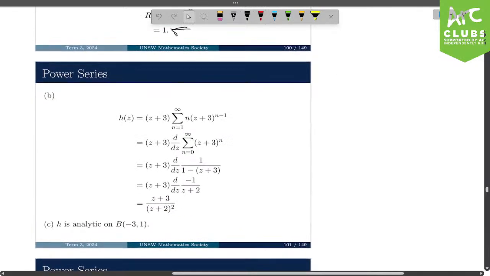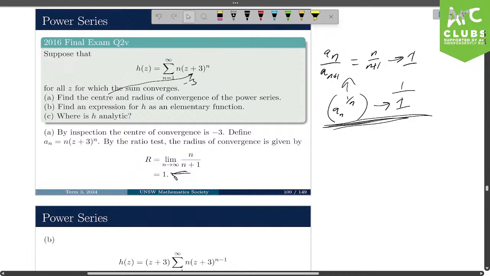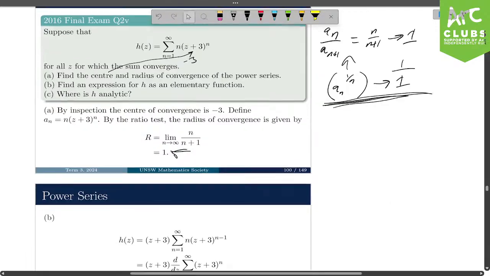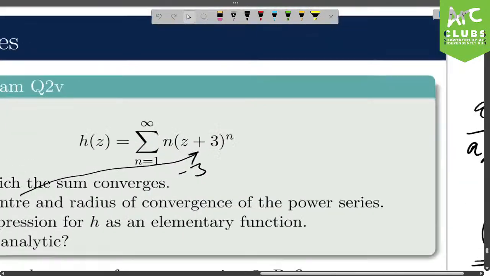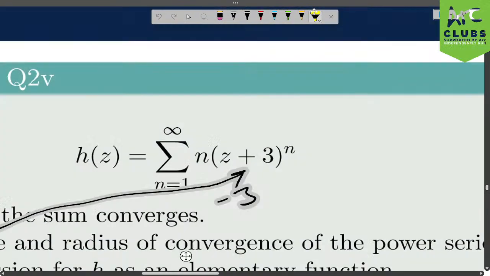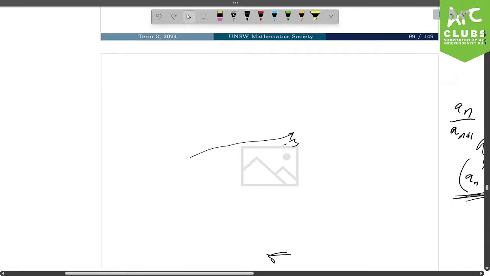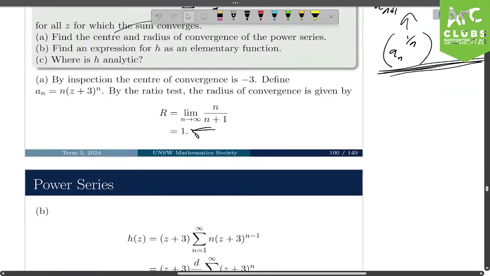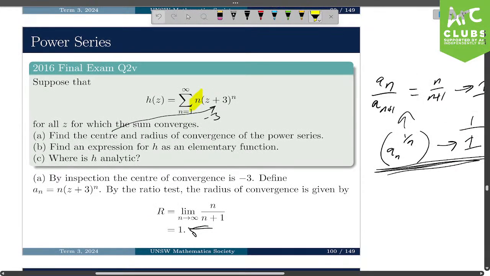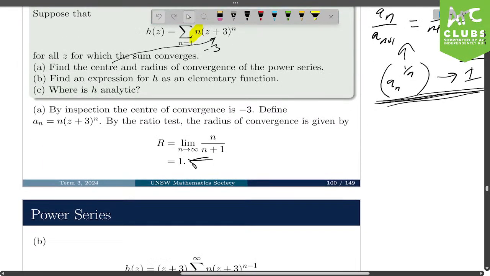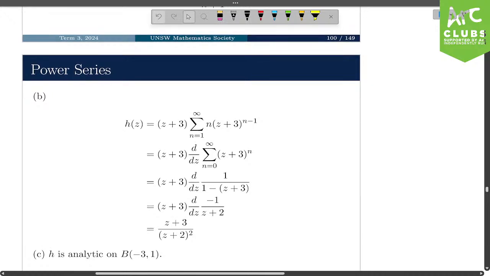Anyways, moving forwards, we recognize that we need to find an expression for h as an elementary function. Okay, so elementary function, we don't want any of this sigma stuff. So let us break it out. Mind you, I gave you a little hint before, just about the fact that we're looking at an n. Differentiation and integration are going to be very helpful. So that is exactly what we're going to do.